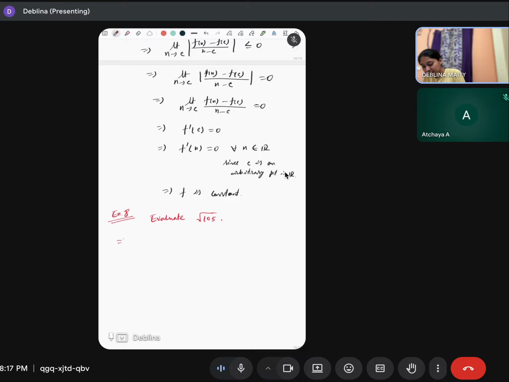So we'll take this function f x equals root x, and the domain is what? Domain is a equals 100 and b equals 105, that is 100 to 105, right? Now apply the mean value theorem on this closed interval [a, b].